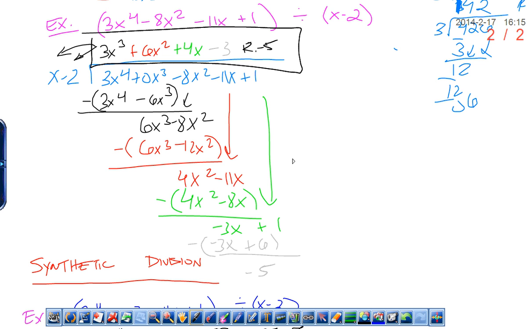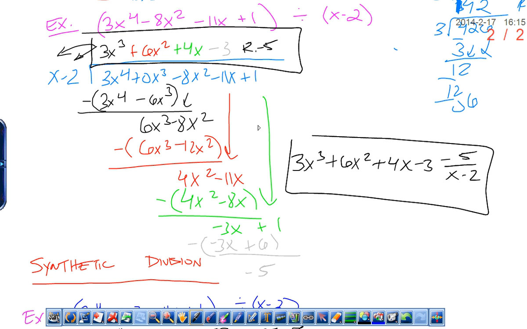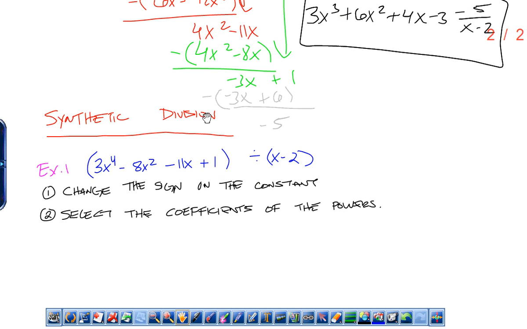And sometimes you might actually see this written a little differently. We put the divisor and the remainder together, so then minus 5 over x minus 2. Okay, so that's that way. That's long division. That will work 100% of the time, all the time. There's a shortcut. It's called synthetic division. I'm going to take the same problem and use synthetic division.